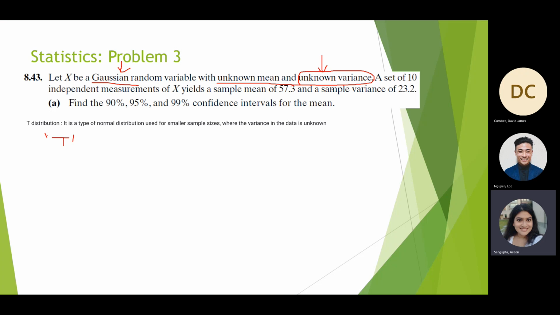Now, a set of 10 independent measurements of X yields a sample mean. So your sample mean is given and sample variance is also given. Now you're told 90, 95 and all these other values. 99 is sometimes required too, but 90 and 95 are most common. Now, observe that a set of 10 measurements is a small number. Usually you see a set of 100 measurements, or a set of 500 measurements taken. These are the numbers you have observed till now.